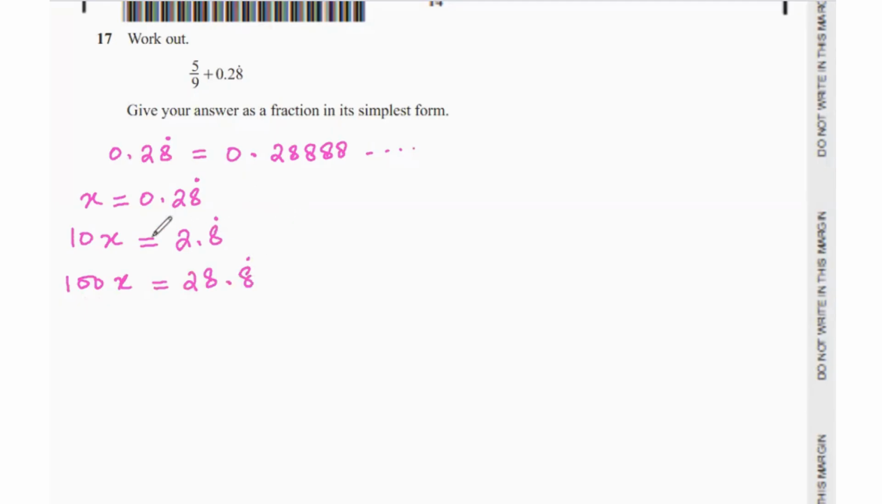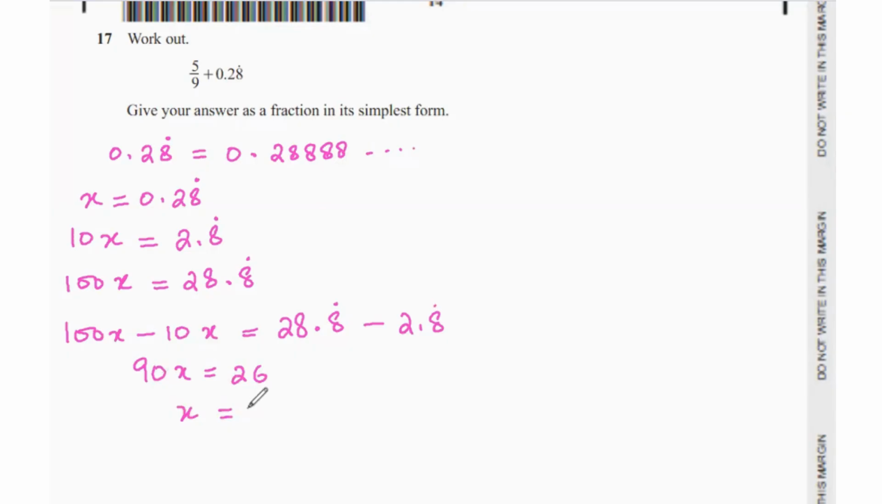So as you can see, for 10x and 100x, the number after the decimal is exactly the same, which is 8 recurring. So if we do 100x minus 10x, that would be the same as 28.8 recurring minus 2.8 recurring. So 100x minus 10x is 90x. 28.8 recurring minus 2.8 recurring is 26.